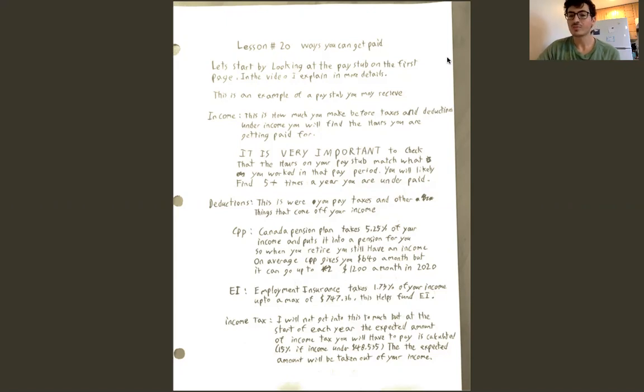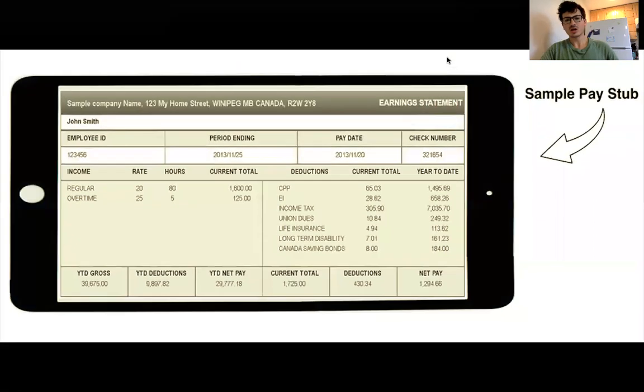So I thought we'd start with that, and then we'll look at, if you have a salary, what's the benefit of having a salary? What's the drawback of having a salary? And can we compare somebody who gets paid based on a salary to somebody who gets paid based on an hourly wage? So let's start by looking at a pay stub.